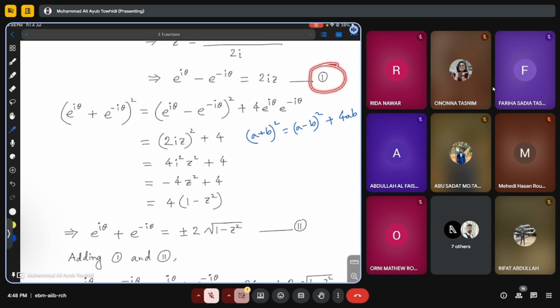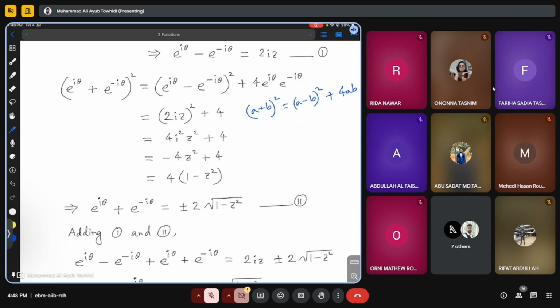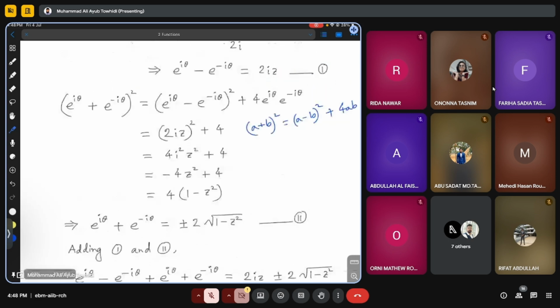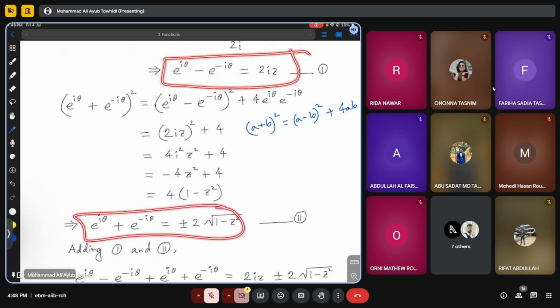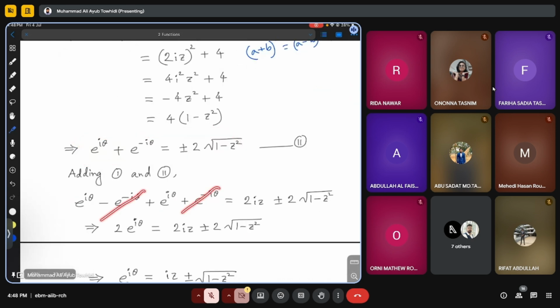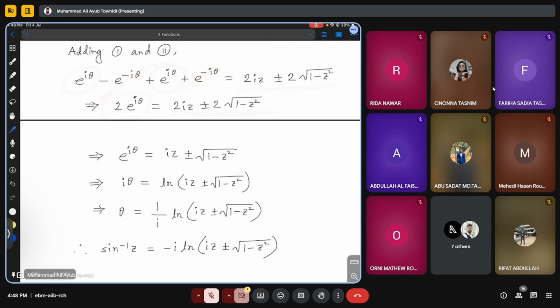Now look at this equation and this equation. Now solve it. If you add them, this one cancels, e to the power iθ and e to the power iθ give 2 e to the power iθ. On the right side, do the calculation. Then e to the power iθ equals something; take ln on both sides, and the ln cancels with e. So just iθ equals ln something, and θ equals that divided by i on the other side.